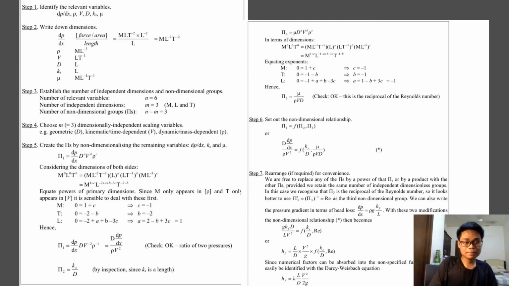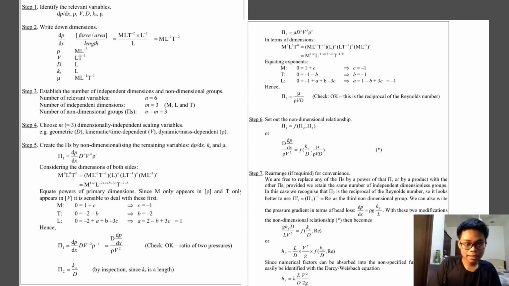Step 3 is to establish the number of independent dimensions and non-dimensional groups. We have listed the relevant variables, and we have 6 of them, so n equals 6: 1, 2, 3, 4, 5, 6. Next, we have to know the number of independent dimensions. We only have 3 dimensions here, which are mass, length, and time, so m equals 3. So for the non-dimensional groups, or the pi's, we will have n minus m, 6 minus 3, which is 3. So choose m = 3 dimensionally independent scaling variables. For example, we have geometric D, kinematic V, and dynamic, mass-dependent rho.